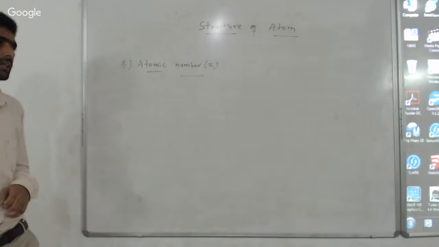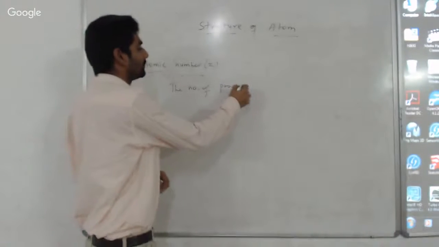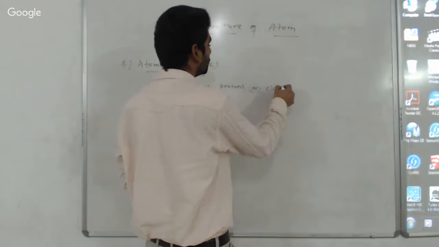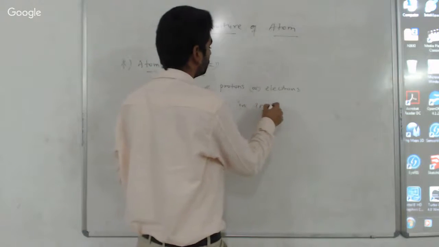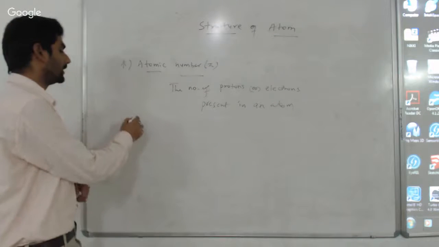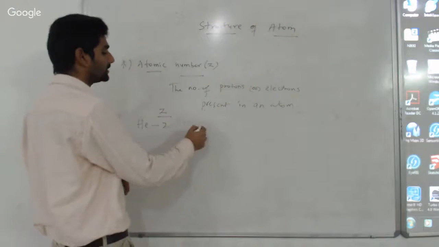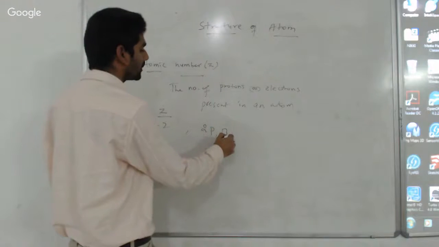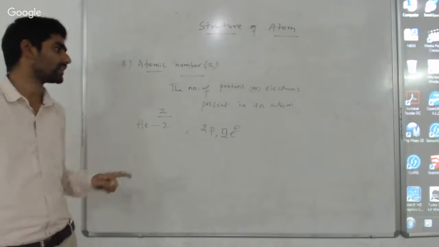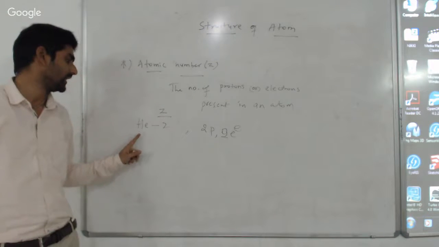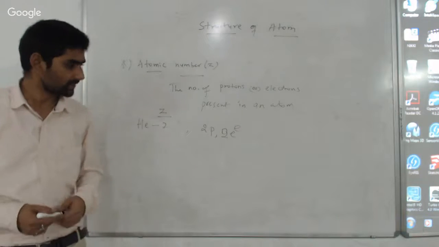Atomic number is the number of protons or electrons present in an atom. I'm going to take helium. Helium atomic number is 2. That means in helium, 2 protons and 2 electrons are present. This is the meaning of atomic number. Atomic number means the number of protons or electrons present in an atom. So the example is helium, atomic number 2. That means in a helium atom, 2 protons and 2 electrons are present.